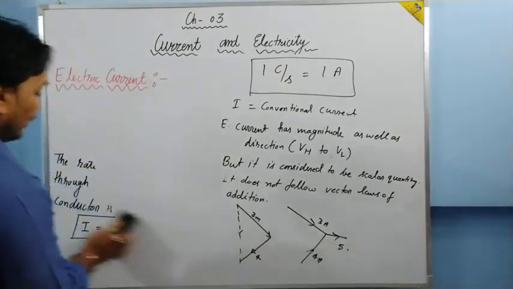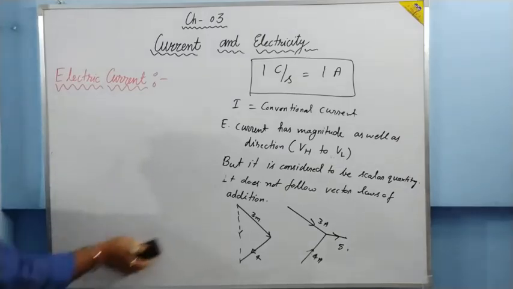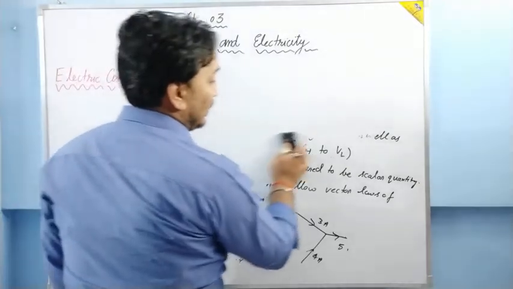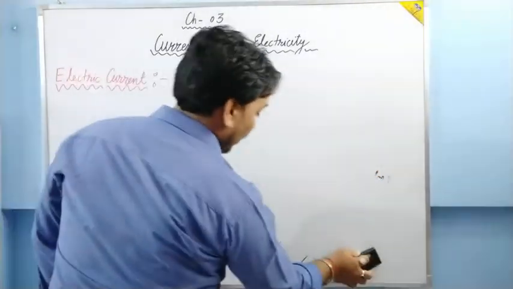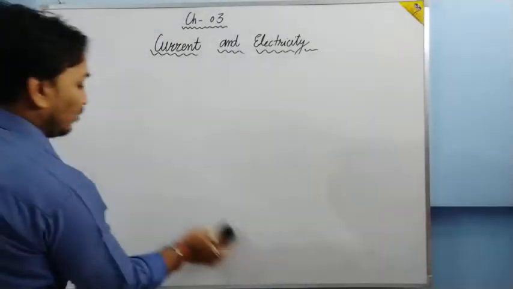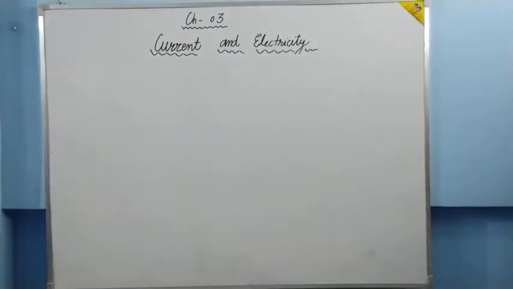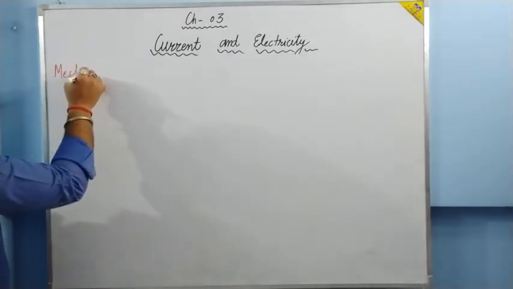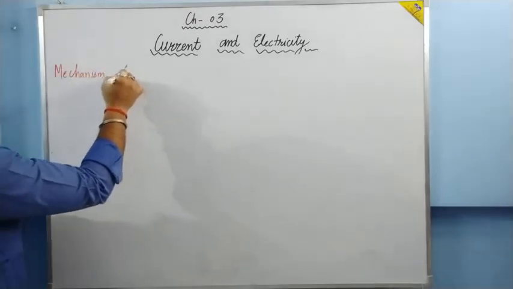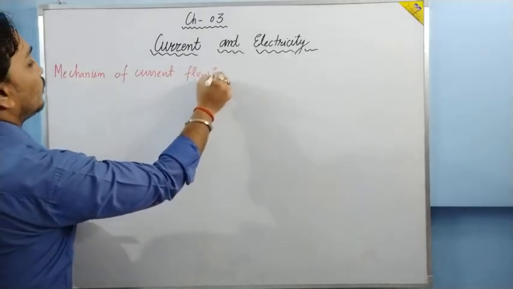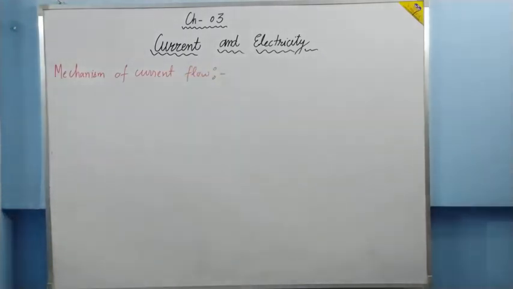Now let us understand how the current is flowing inside the conductor. The next topic I am going to take is the mechanism of current flow. How is the current flowing?